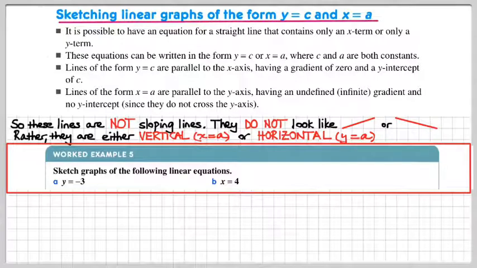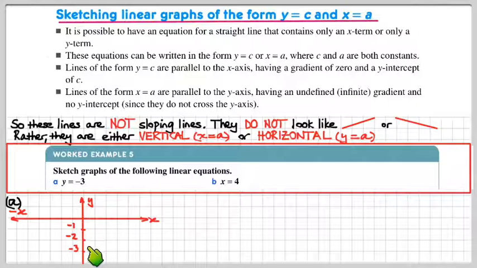Sketch graphs of the following linear equations. y equals -3 and x equals 4. Alright, now I think you know what to do, guys. This is the first one. There's a graph. Now, come on, you think about it. y is always -3. Now, you pick a point on the graph where you know y is -3. Well, this one here. Yes? But over here, when this value is here, y is still -3.